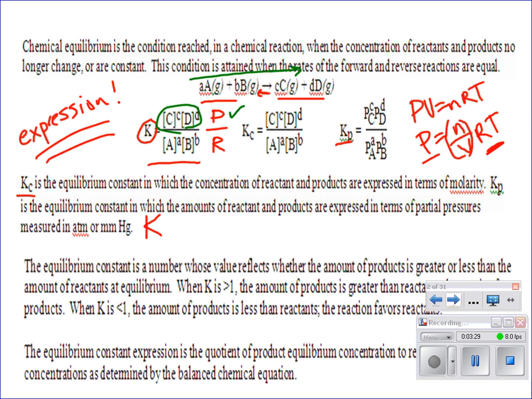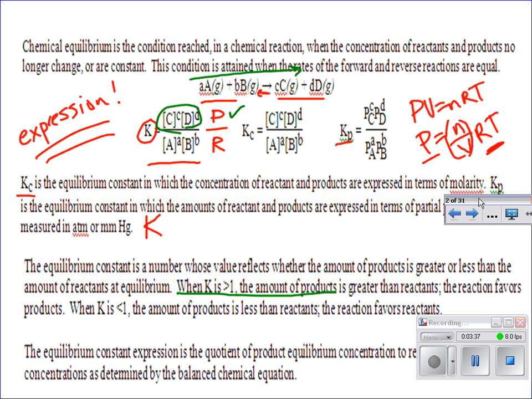And I believe I say that down here. When K is greater than 1, the amount of products is greater, and the forward reaction is favored. I'm going to make sure that that's written there. The reaction favors the products, right? So that's forward. And then if K is less than 1, it means we have more reactant. If we have more reactant, that means that we favor the reverse.